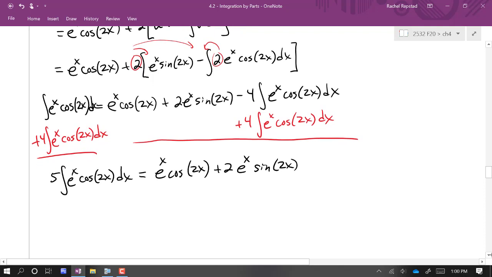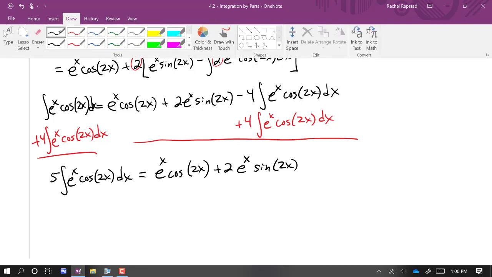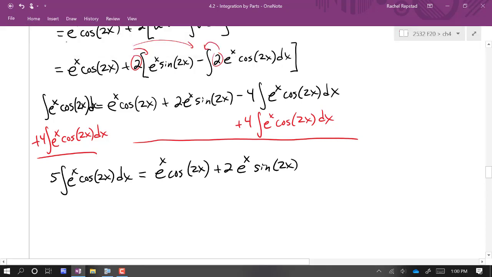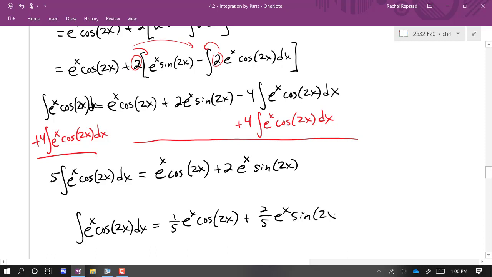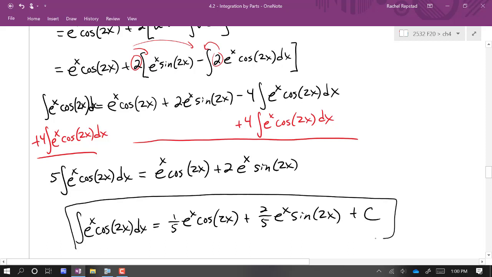And now all we have to do is divide by 5. It almost feels like cheating. It feels like we didn't have to do any integration. But if we divide through by 5, we get integral of e to the x cosine 2x dx equals 1/5 e to the x cosine 2x plus 2/5 e to the x sine 2x plus a constant. It's almost like we integrated this function using mirrors or something. But it's super slick. Definitely a party trick.